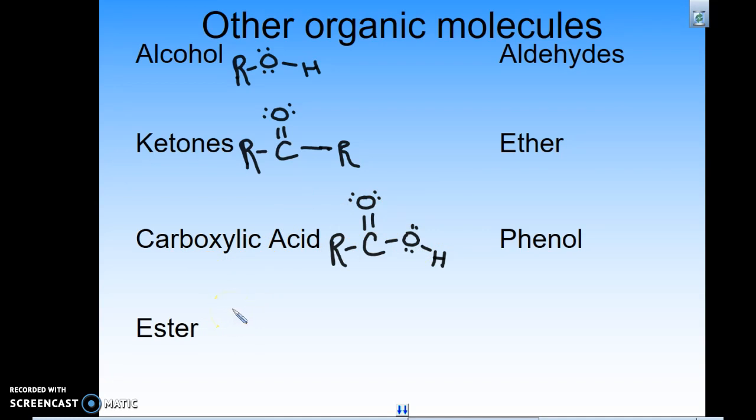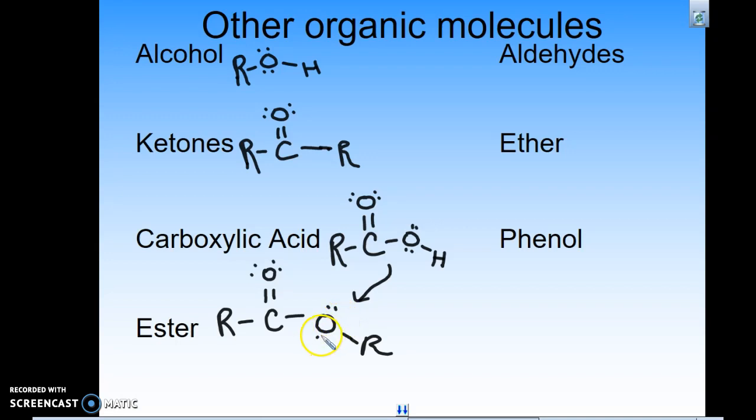Let's see. Esters. Esters are going to be very similar. You're going to see an ester, and it is very similar, but what you get is this. So this is going to be connected not to a hydrogen, but to another R group of some sort. Now we're going to take these carboxylic acids and actually make the esters out of them. That's what's coming up here.